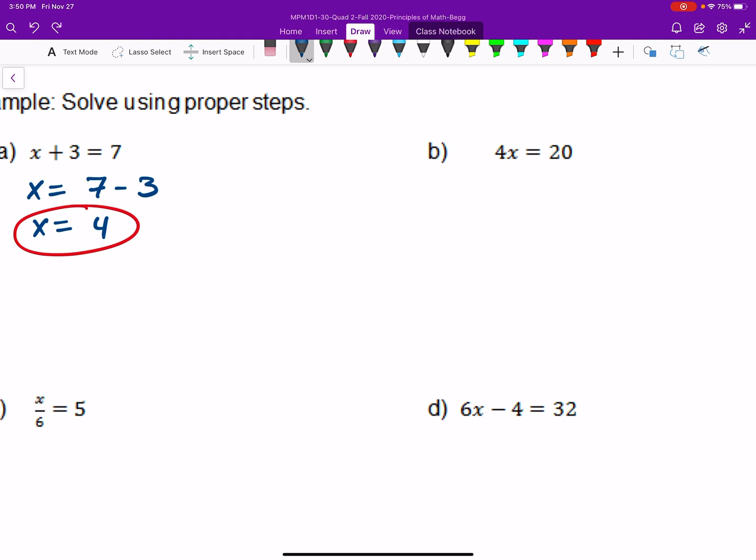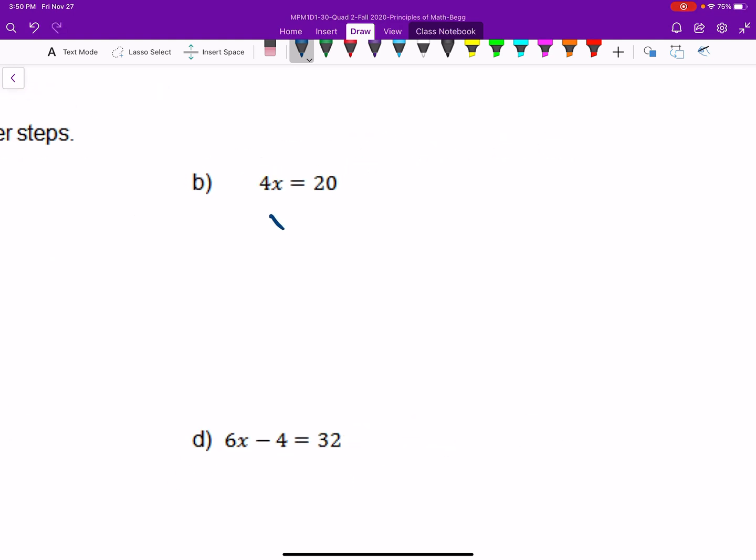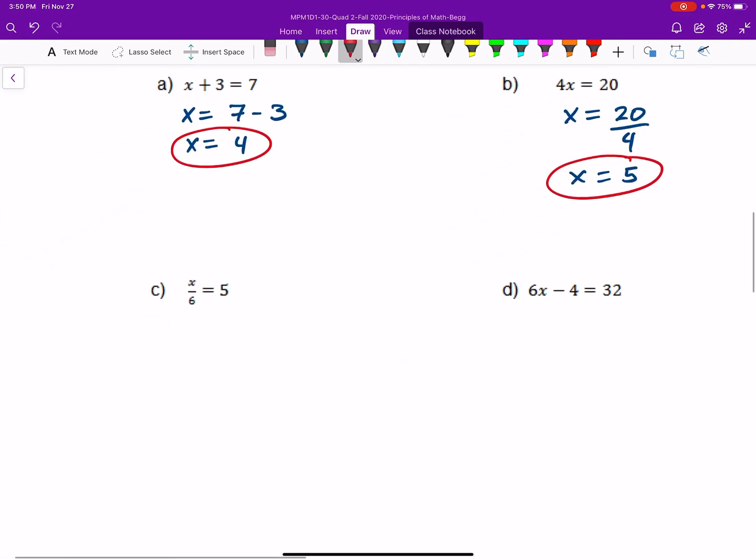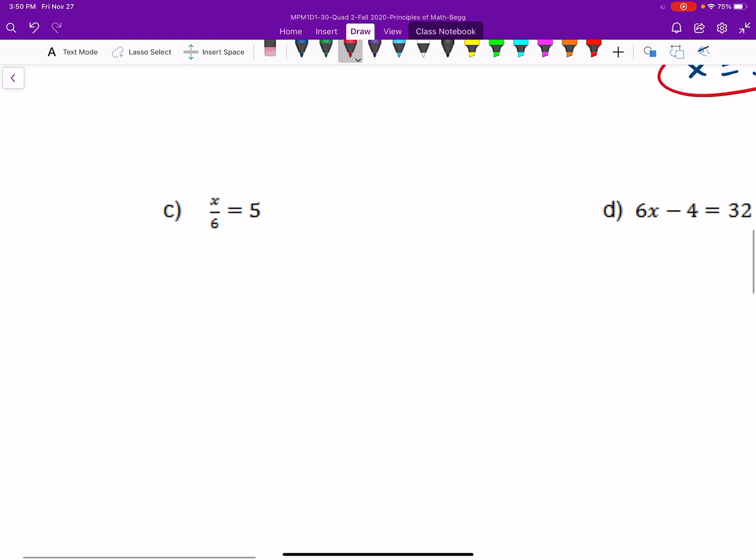Let's just write it like this. So 4 times x, the opposite of multiplying by 4 is dividing by 4, so x equals 20 over 4, so x would equal 5. The opposite in this case, we've got x divided by 6, so the opposite, let's do that in blue, would be to multiply both sides by 6, and I'd get x equals 30.